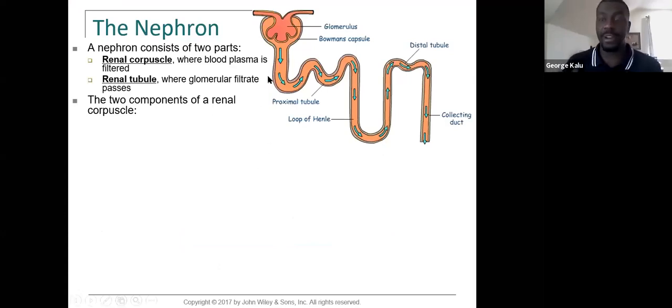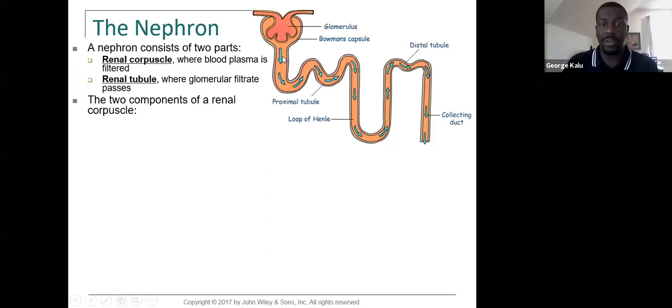Now that's going to lead us into our nephron. Remember, the nephron is the functional part of the kidney. This is the location where we're going to be doing all of our filtration and all the action in terms of determining what's going to be reabsorbed or what's going to be kept as urine. The nephron has two different components. The first part is called the renal corpuscle, the location where blood filtration occurs. That's this region up here.